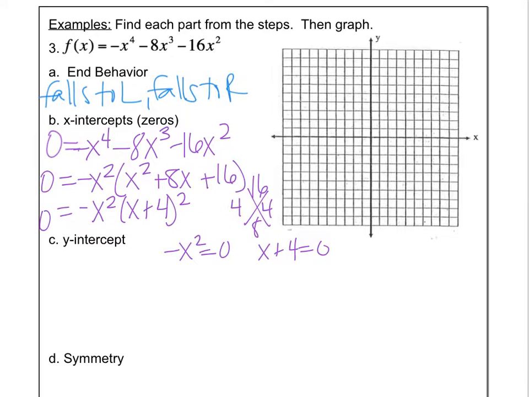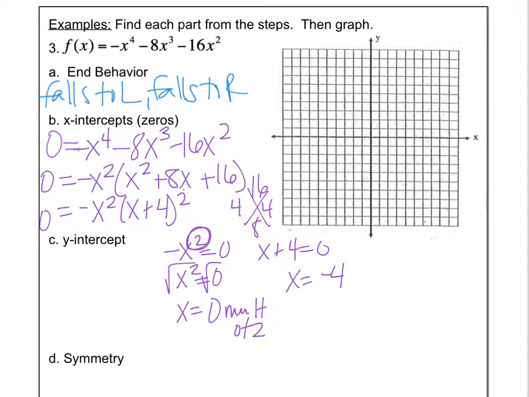What happens with the negative x squared? Divide out the negative and take the square root. The square root is 0. What's the multiplicity of that one? Look at the exponent on it. It had a multiplicity of 2. 0 has a multiplicity of 2. And then we get x equals -4.